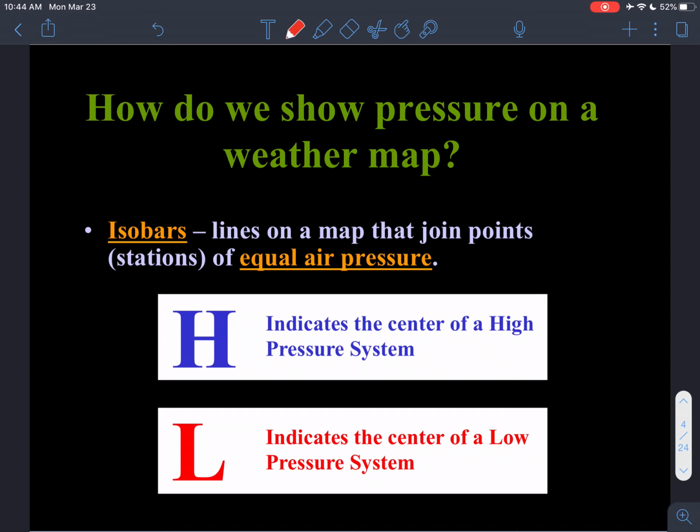When we show different types of pressure on a weather map, we use small lines called isobars. Again, bars because it's barometric pressure or barometer. And what those isobars do is they connect points of equal air pressure. When you have an area with a blue H, that shows us that area is a high pressure system, and then the red L indicates a low pressure system.